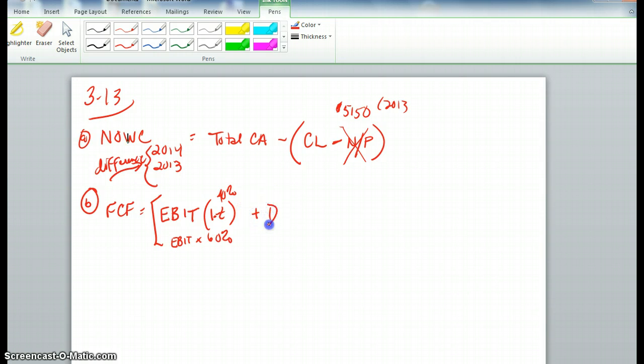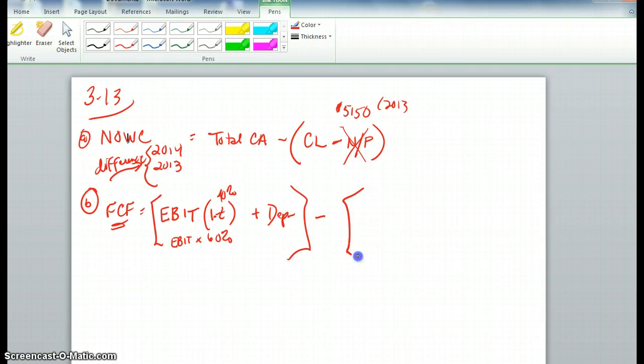And then you will add on the depreciation because we're doing cash flow. In cash flow, you pay taxes from your cash, but depreciation is an expense that does not affect your cash. So you add that back in.